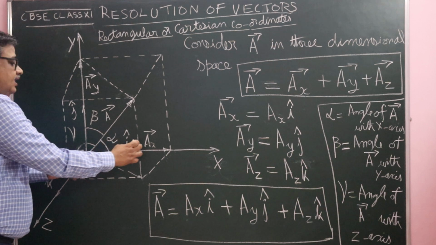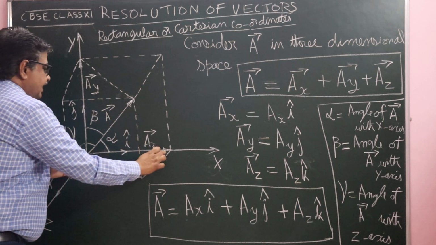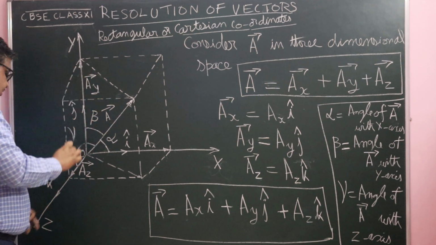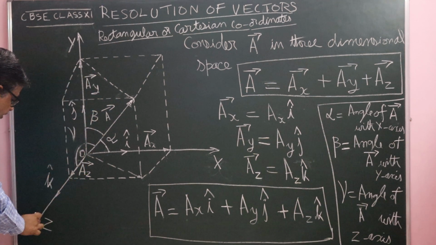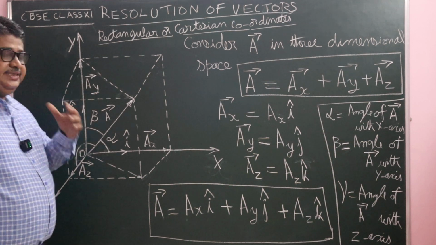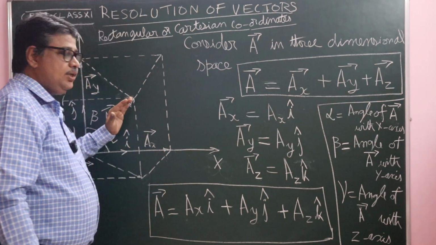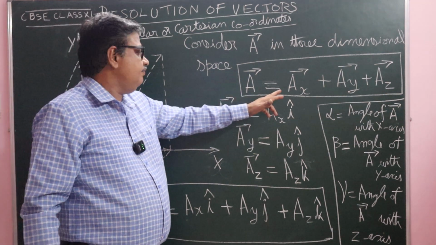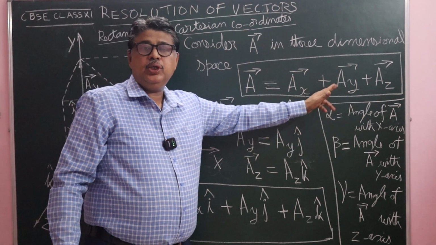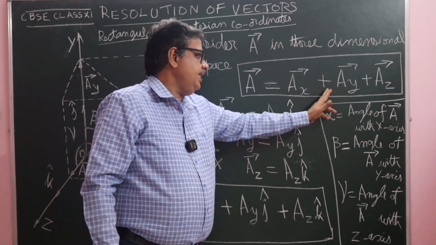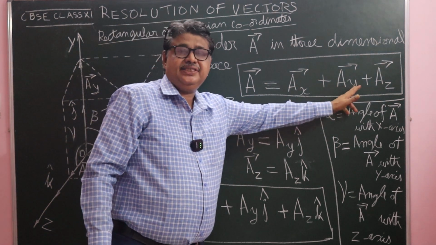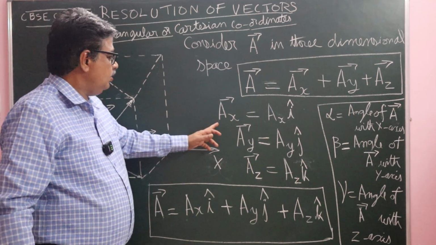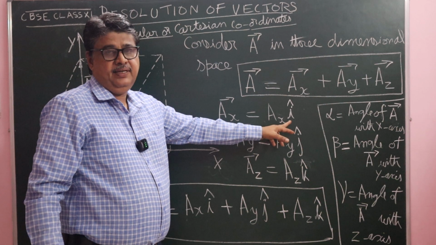This is Ax vector along x-axis, Ay vector along y-axis, Az vector along z-axis. Therefore, this vector in space, A vector, can be represented by the addition of three mutually perpendicular vectors along three directions. Right? So Ax vector is equal to Ax into i cap.